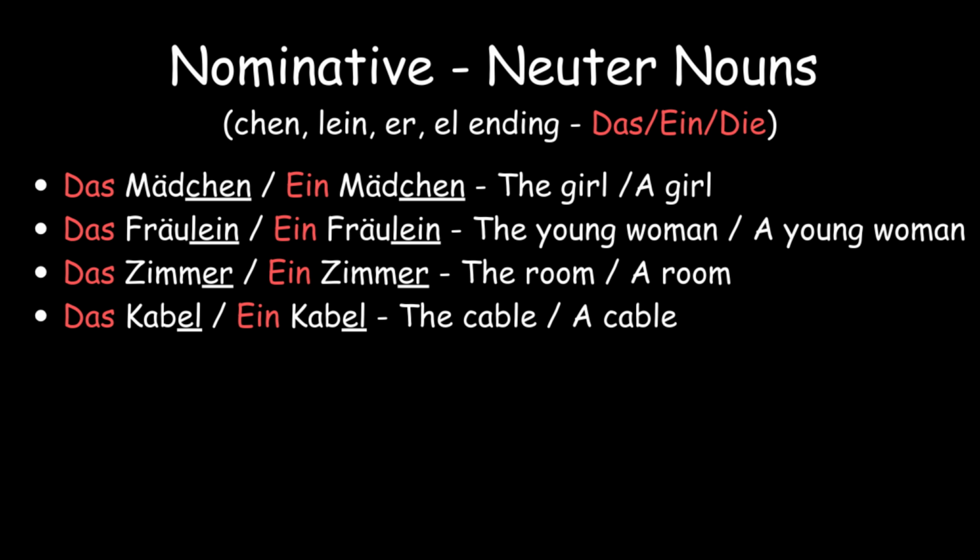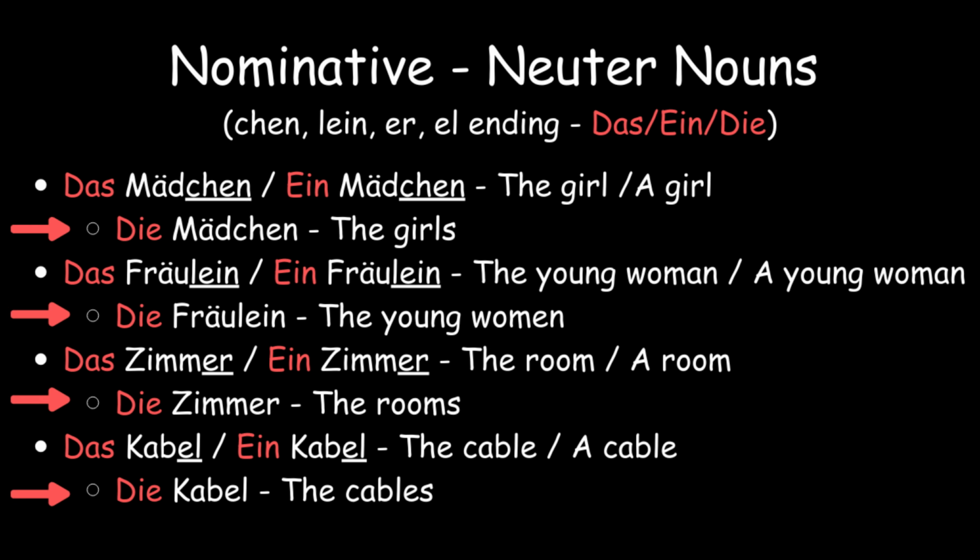Here we have neuter nouns ending in -chen, -lein, -el. Neuter nouns will have different endings when singular and plural, so the articles will also change. Das Mädchen, ein Mädchen. Das Fräulein, ein Fräulein. Das Zimmer, ein Zimmer. Das Kabel, ein Kabel. To pluralize them, there will be no change. So to distinguish the singular and plural, we can tell them apart by the article. Die Mädchen, die Fräulein, die Zimmer, die Kabel.